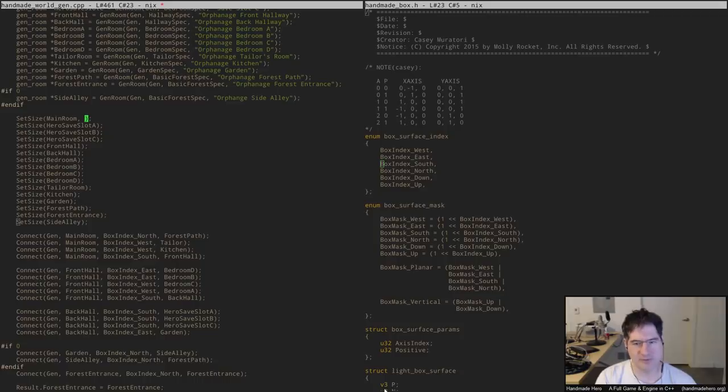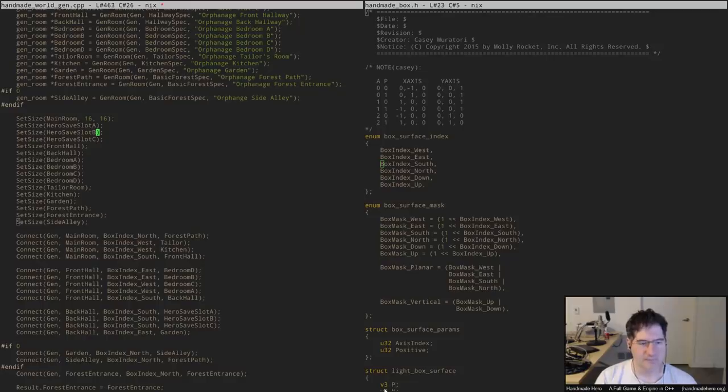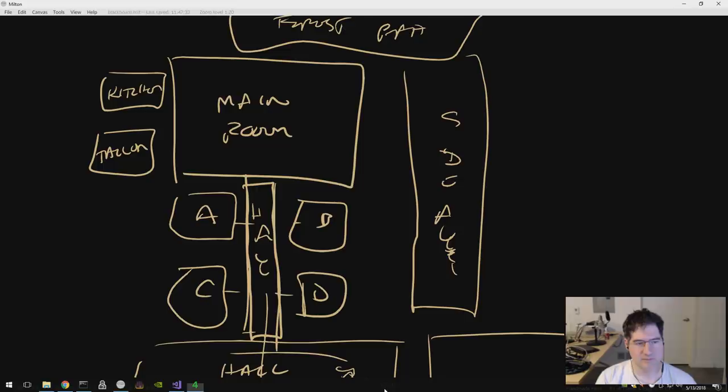So the main room is going to be a larger room, maybe something like a 16 by 16. The tailor room and the kitchen, maybe those are like 8 by 6s, something like that.